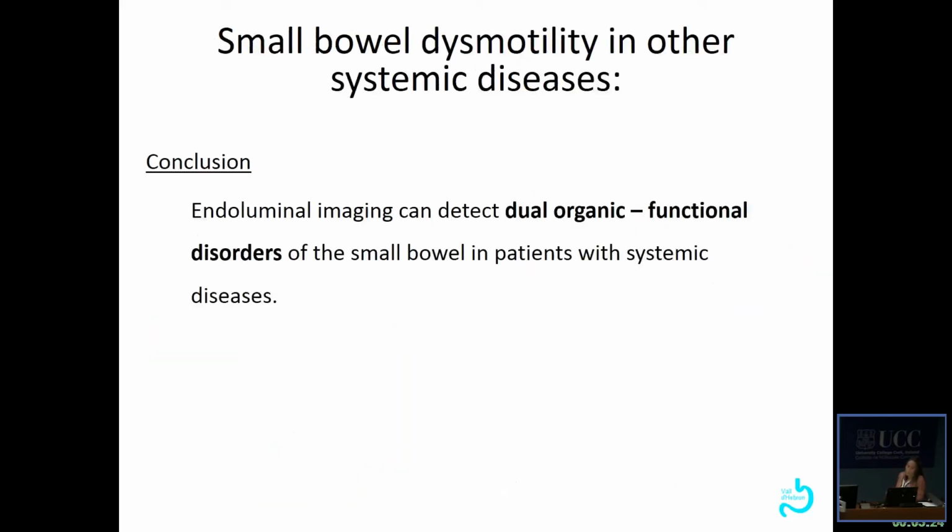So just to conclude, our future studies, and what we're working on now, is using this dual function the capsule can give us, which is seeing the mucosa and also measuring the motility and trying to relate them. So, the dual organic and functional disorders of the small bowel in patients with systemic diseases which have not been previously studied.